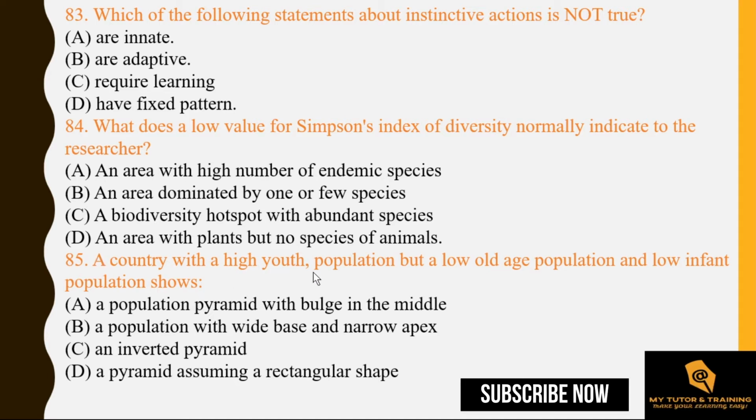Question number 85. A country with high youth population but low old age population and low infant population shows: A. a population pyramid with bulge in the middle. B. a population with wide base and narrow apex. C. an inverted pyramid. D. a pyramid assuming rectangular shape.